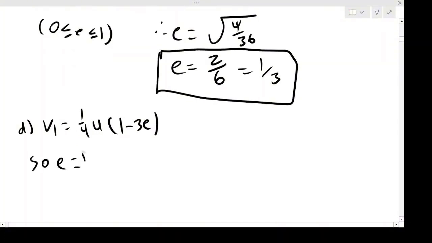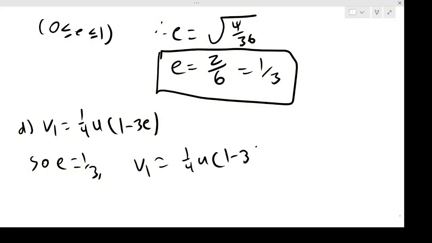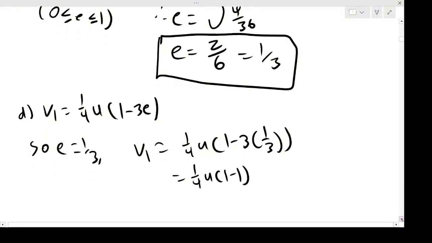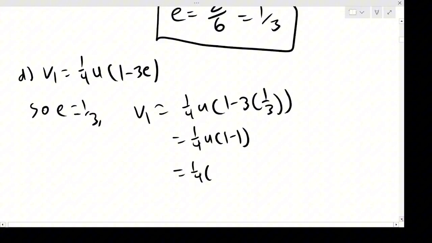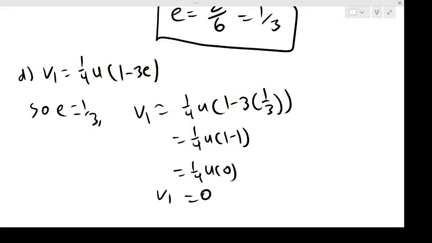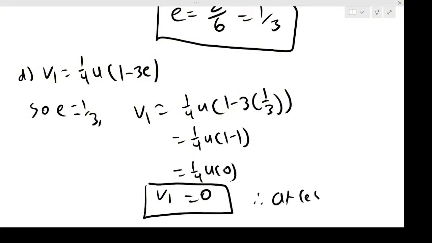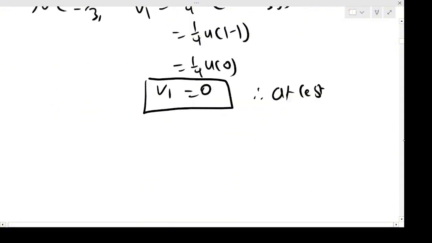Well, if we sub in our newfound value for E, if E is a third, that means that V1 is going to be a quarter U lots of 1 minus 3 lots of a third. And then we've worked that out. That's going to be 1 take away 1, which will go to 0. And so the whole thing goes to 0. And there we are. Therefore, it's at rest. This is at rest because the speed is 0. And that's what it means. So there we are. Cool. What an interesting question that is. But hopefully, once you go through step by step, that makes sense.